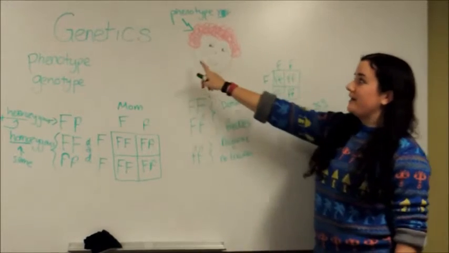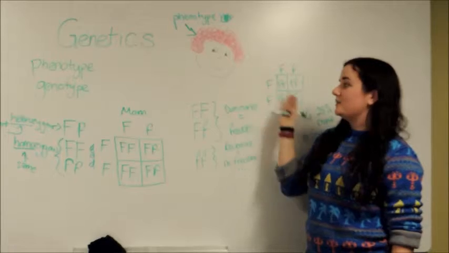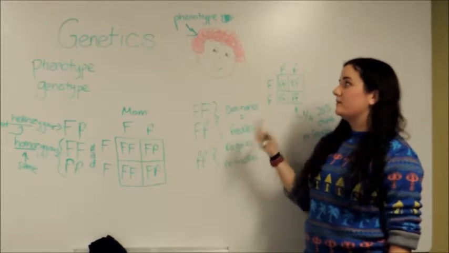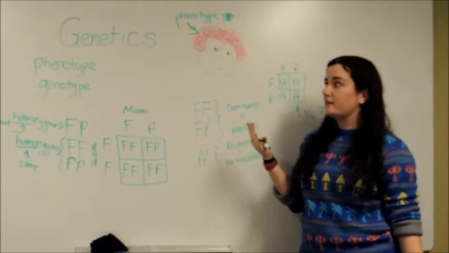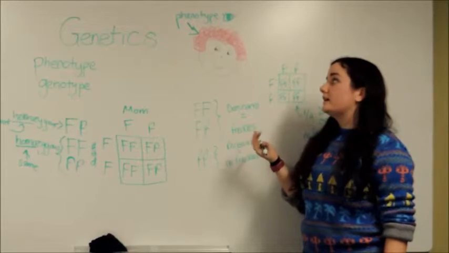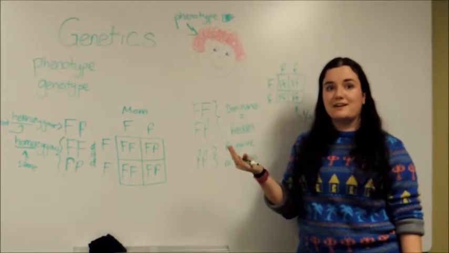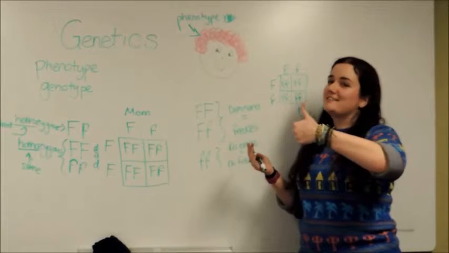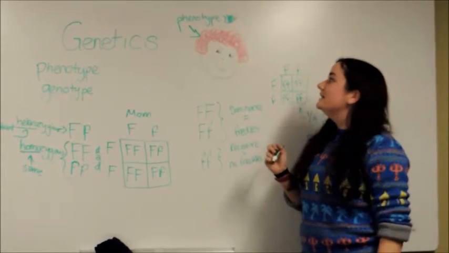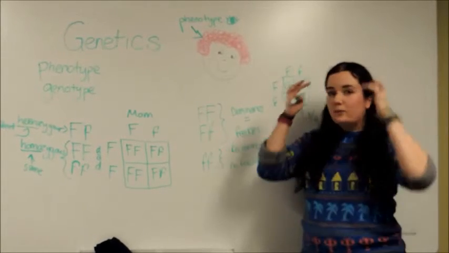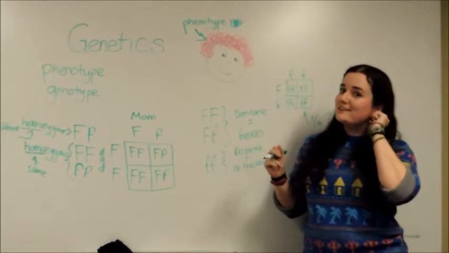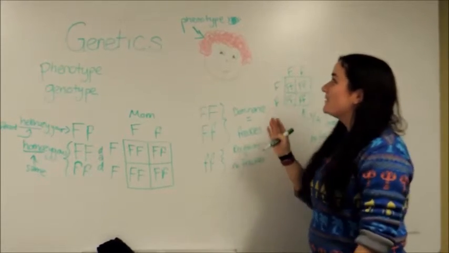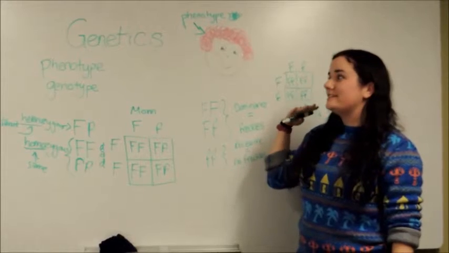So, phenotype is what you actually see. So we just learned about freckles, but it can be things like eye color or hair color, or it can be things like a cleft chin, or if you can roll your tongue, or if you've got a hitchhiker's thumb, if it's straight or if it's bent, or even if you've got like a widow's peak on your hair, or if your earlobes are attached. So that's what a phenotype is. It's what you actually see.